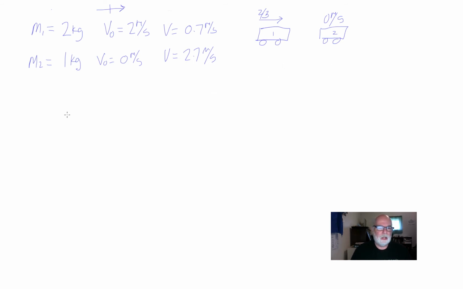To calculate the change in momentum of cart number 1, we use the equation delta p1 equals m1 times v1 minus v naught 1. This is read: the change in momentum of cart 1 is equal to the mass of cart 1 times the final velocity of cart 1 minus the initial velocity of cart 1. If I substitute the numbers in here, I get 2 kilograms times 0.7. Sorry, it's just 0.7.